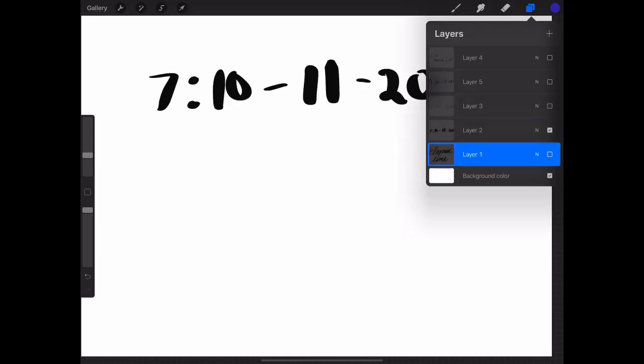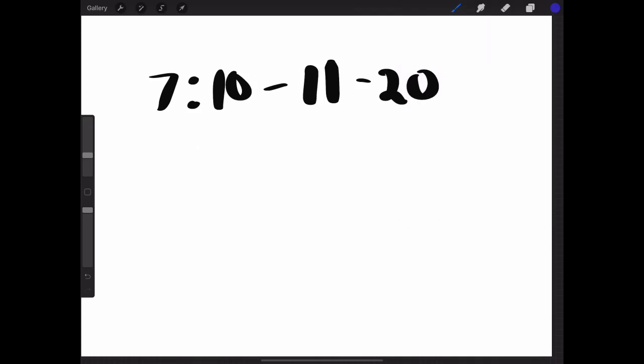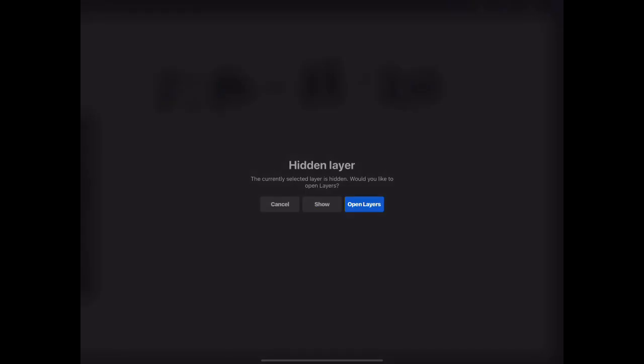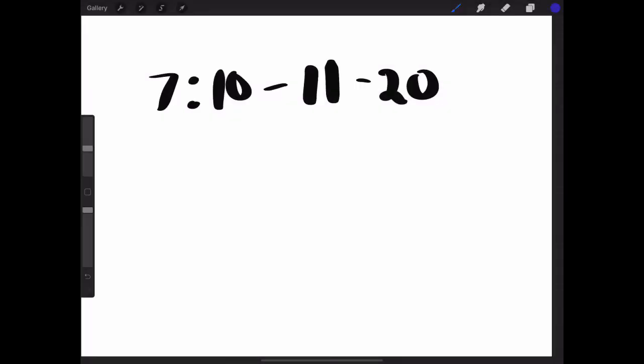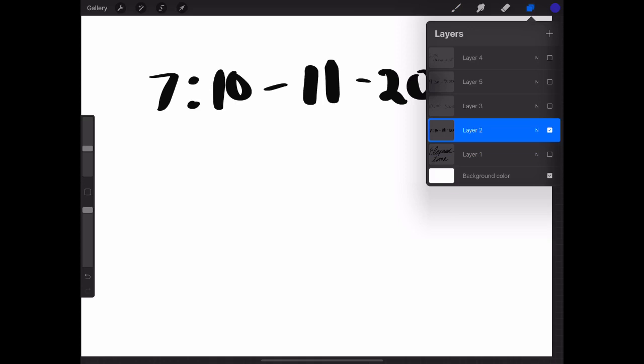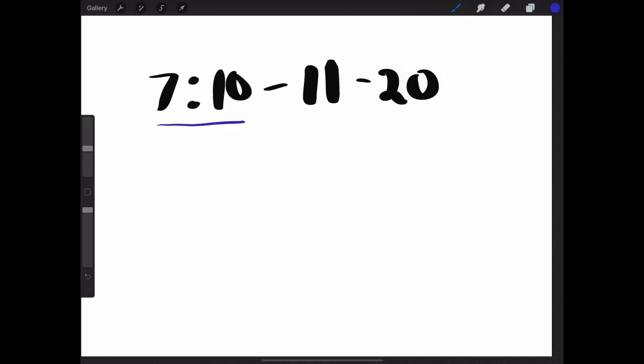Our first problem is we want to figure out how much time has passed from 7:10 to 11:20. Now, I think the easiest way to do this is with a number line.